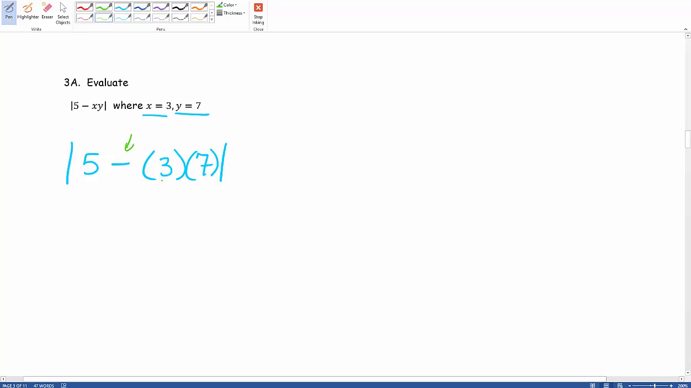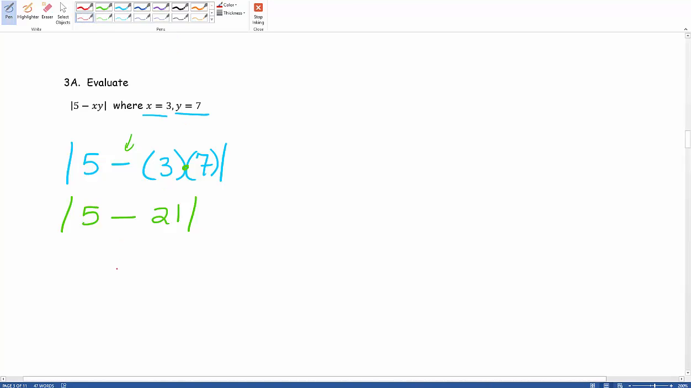So next, we're going to follow our order of operations, in which case we notice that we have 5 minus this 3 and this 7 being multiplied together. So we're going to multiply these two items first, in which case we would end up with 5 minus 3 times 7, which is 21, inside of our absolute value.